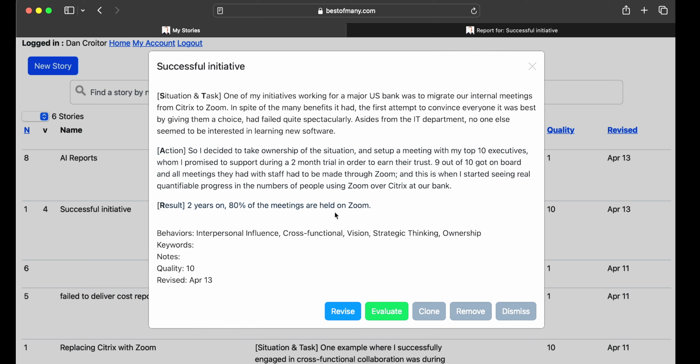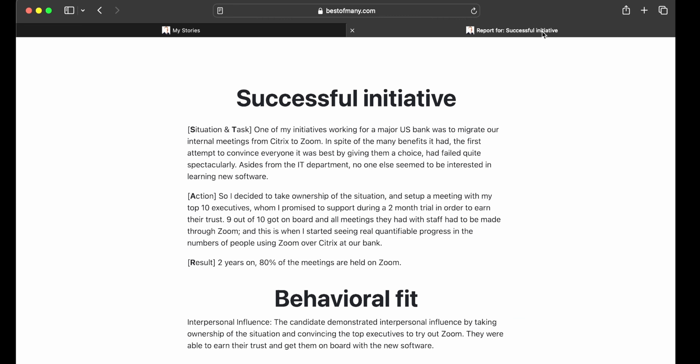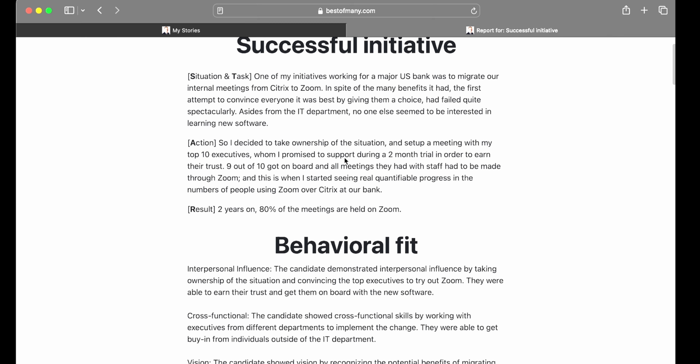Right, so notice here I also added a couple of behaviors which I believe are the most representative for this story. This is information that I inserted manually in the software, and if we go to evaluate such an answer, it will generate a report something along the lines of this one, right?